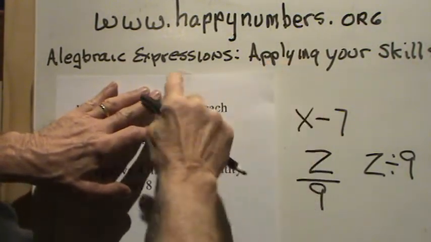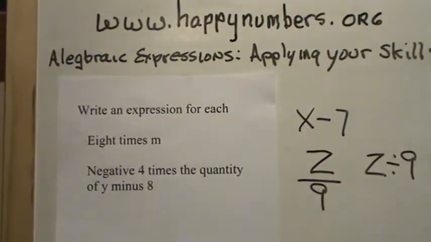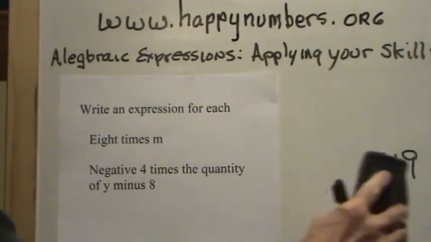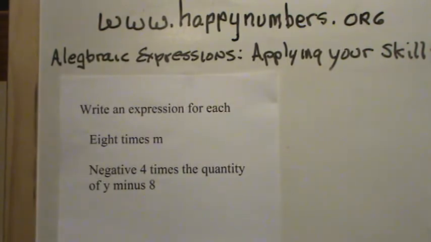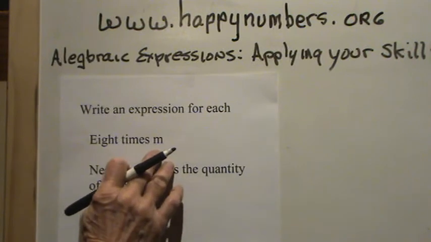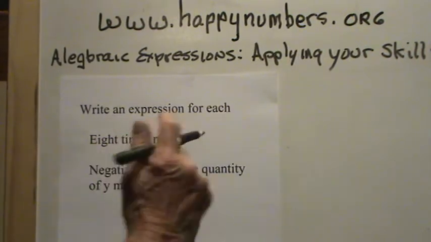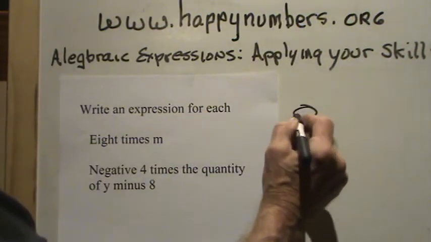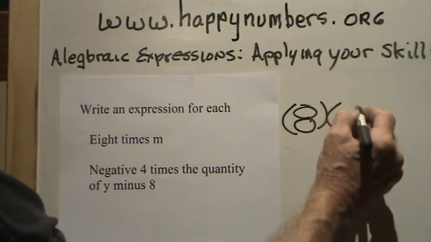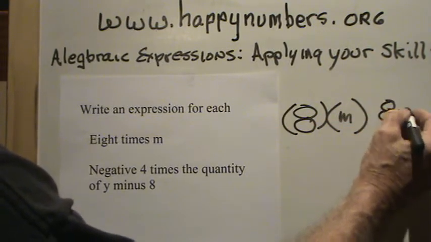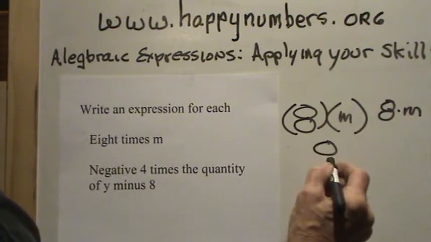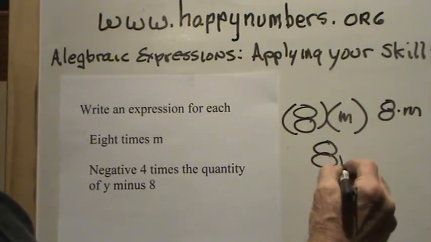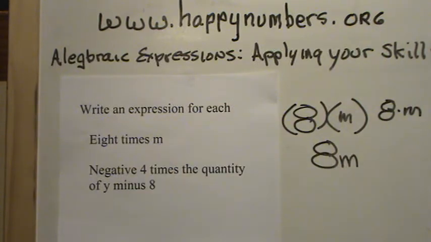Okay, I have some more of the exact same problems for you. I give you the phrase and you need to write the algebraic expression. Let me erase this. So go ahead and put your video or DVD on pause and do these and then turn it back on. Right, let's see. 8 times m, well, that's simple. We could write it 8 times m, but the way that we do it when we have a number and a variable is 8m, like that.